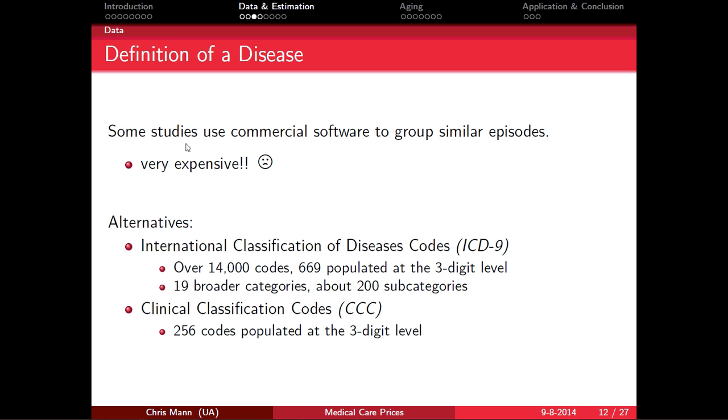Now, an alternative method used by a lot of researchers is to use the clinical classification code. Okay? And this clinical classification code is put out by AHRQ, and what they do is they group some of the ICD-9 codes that are similar from an expenditure standpoint. They group them together. And so a lot of researchers believe that this is probably a better way to aggregate diseases than just using the ICD-9 codes. And so I found roughly 256 different codes at the 3-digit CCC level.